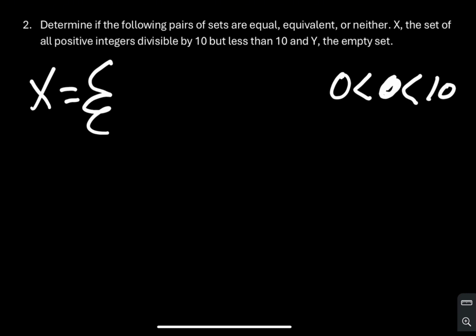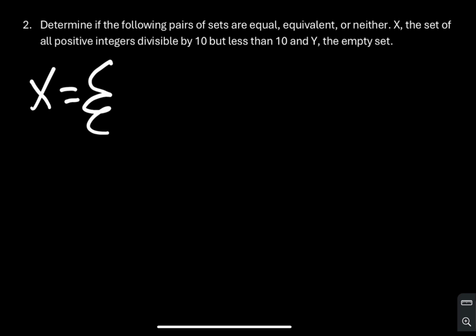So we have to find a number in between here that's divisible by 10, meaning that it's a whole number whenever you divide it by 10. So if we try 1 divided by 10, that's going to give us a fraction, 2 divided by 10 is going to give us a fraction, and we can go on until we reach 9, the last whole number in our criteria, and 9 divided by 10 is still going to give us a fraction. So no number fits this criteria, the set of all positive integers divisible by 10 but less than 10. There's no number that fits that criteria.